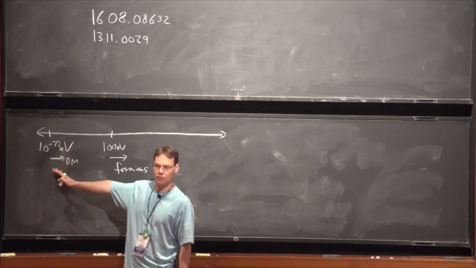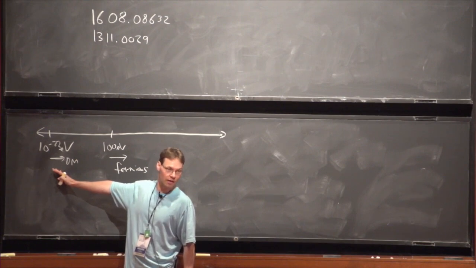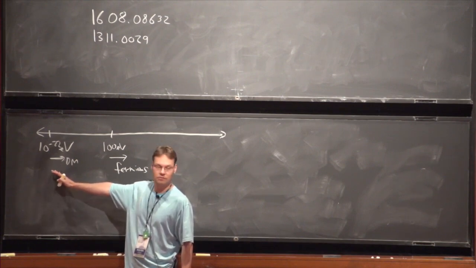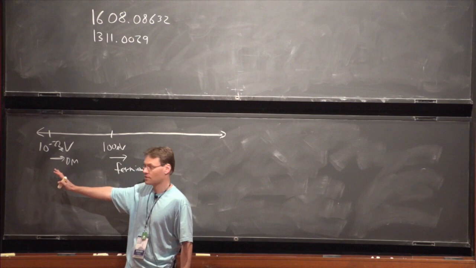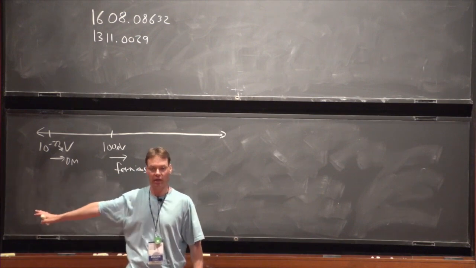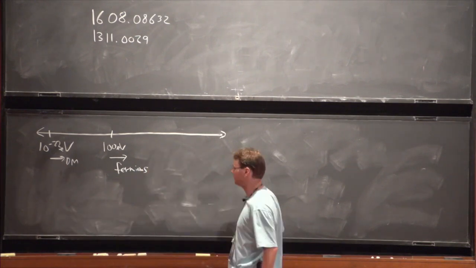That dark matter could be an axion, particularly the QCD axion. It could be a pseudoscalar. It could be a vector boson. And that's the stuff that Peter's going to talk about in much more detail, about how to look for that. Okay.